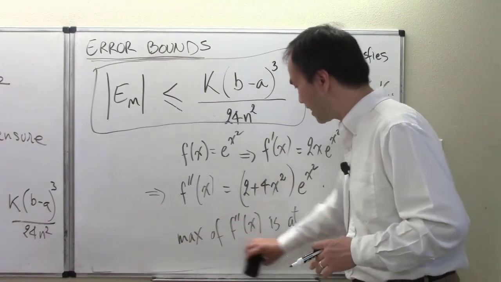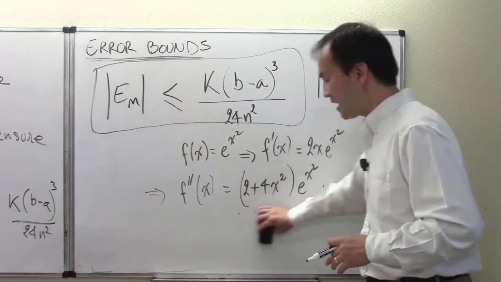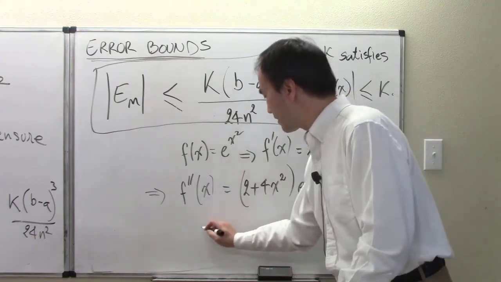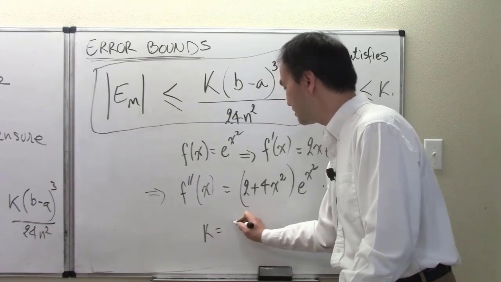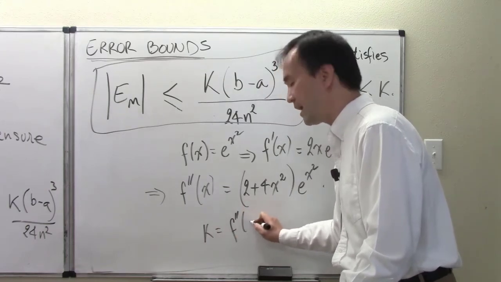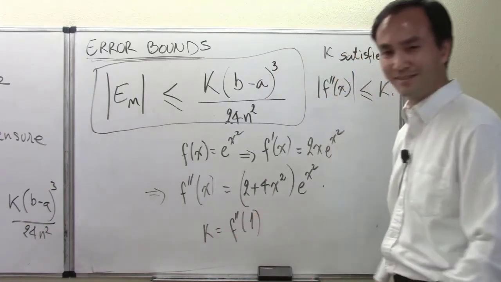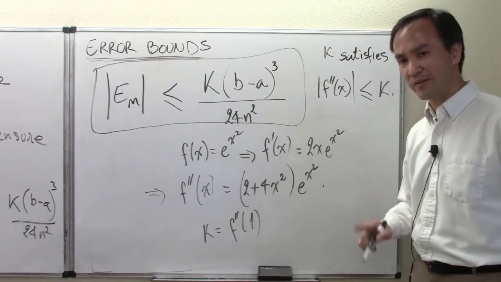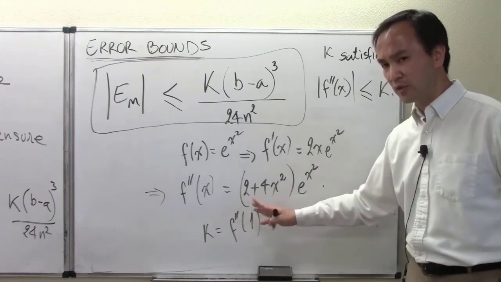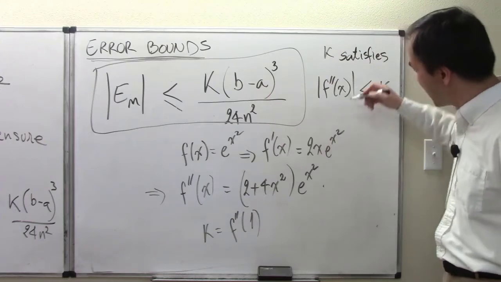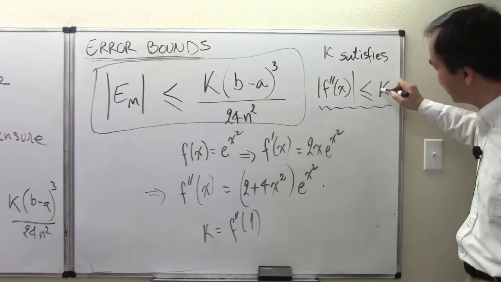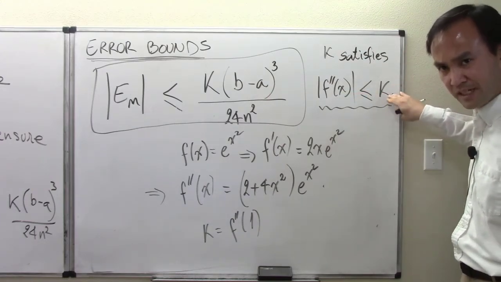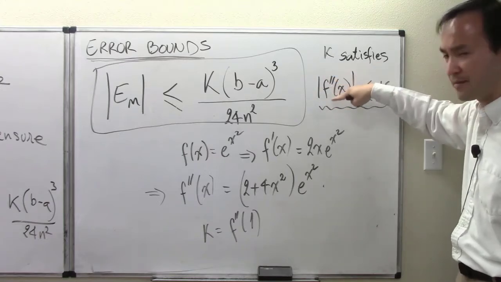After we realize that, now that's how we recognize k. K has to be f double prime at 1. This is not the same way to recognize k in any other problem. The main generality here is k has to be a value being the maximum of your f double prime inside of the integration interval.